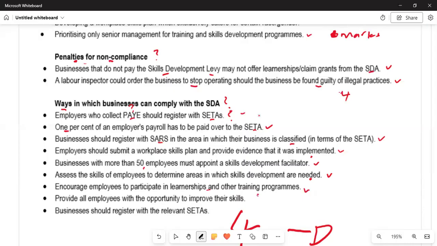Provide employees with the opportunity to improve their skills. So you provide all employees with the opportunities so that they improve their skills. So make sure that such opportunities are there for employees.